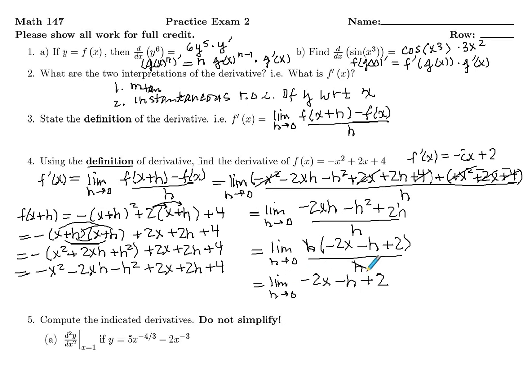And now this is a polynomial, no longer 0 over 0. We can plug 0 in for h and get our limit. So it's just going to be negative 2x minus 0 plus 2, negative 2x plus 2, which is what we got from checking with the formula. So you can use the formula to check, but you're going to have to evaluate this limit on one problem.